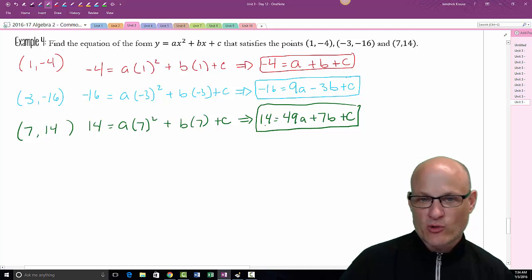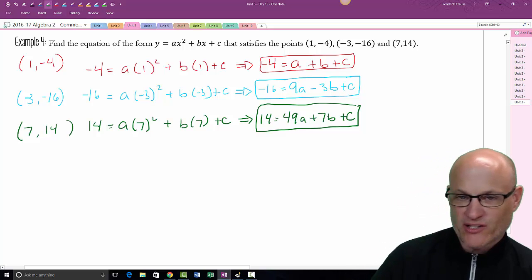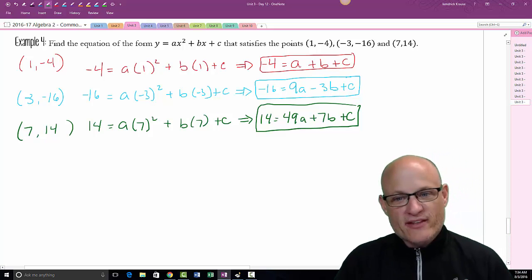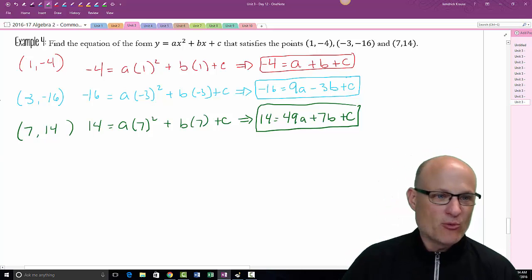Now in that last problem, I used that trick where I can divide through. And even though 7 goes into 14 and 7 goes into 49 and 7 goes into 7, it doesn't go into the 1 that's in front of the c. So you really can't do that one.